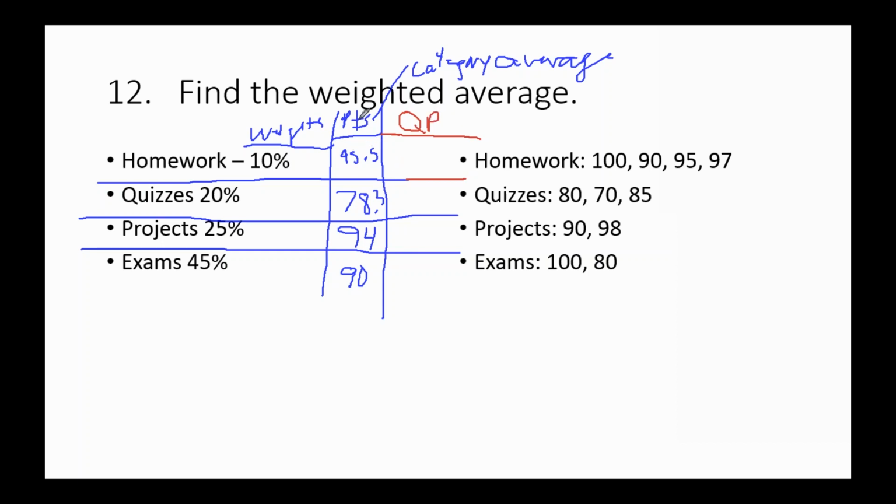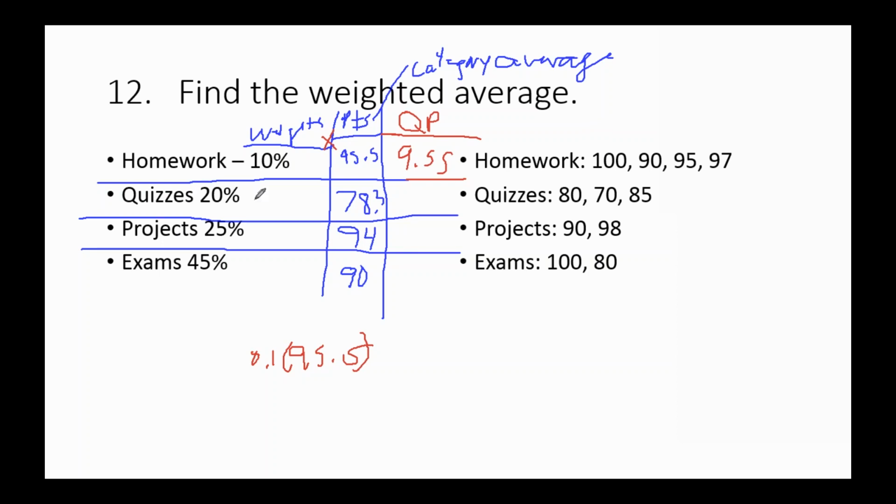Quality points tell us, if you had a 95.5 in homework, but that was only 10% of your grade, how many quality points of that go towards your grade? So we're going to multiply. I'm going to take my 10%, which is 0.1, and multiply that by 95.5. So 0.1 times 95.5 gives us 9.55. Good. So 9.55 points of your grade come from homework.